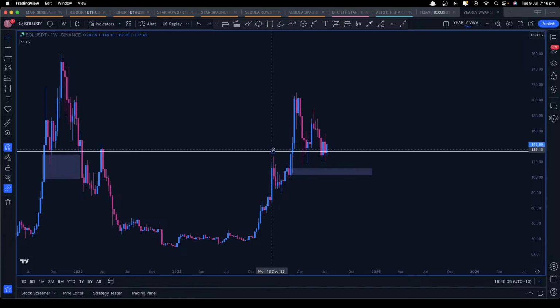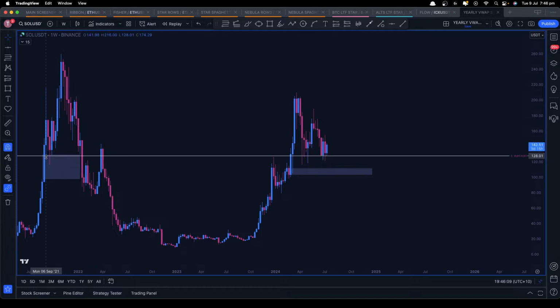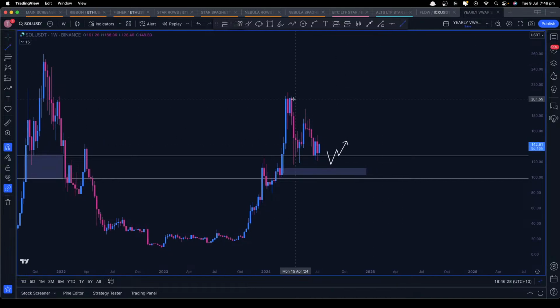Again, let's get this here. That's the key area, really. It's that low right there, and then we have this low right here. So what I'd love to see on Solana is a pushback down through here, take out some of these lows, and get back above. At that point, that's when I'd load in. There's nothing really to do here right now.